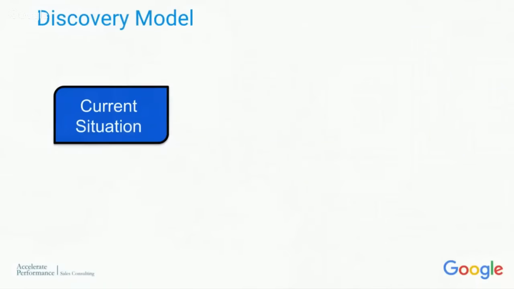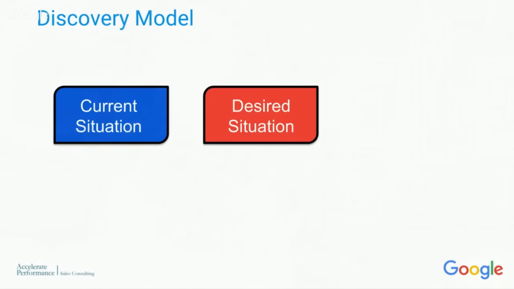So the first area of questioning is current situation questions. Not rocket science. We're asking about the present. What is going on now? We'll get into this in a little bit more detail in a few moments. The second area is obviously the desired state. What is our audience trying to accomplish? What does success look like?